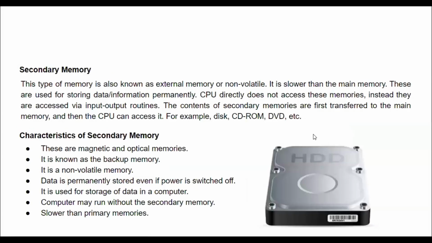And then next, another type of memory, we have secondary memory. This type of memory is also known as external memory or non-volatile memory. It is slower than the main memory. These are used for storing data and information permanently. The central processing unit does not directly access these memories. Instead, they are accessed via input-output routines. The contents of secondary memories are first transferred to the main memory, and then the CPU can access it.